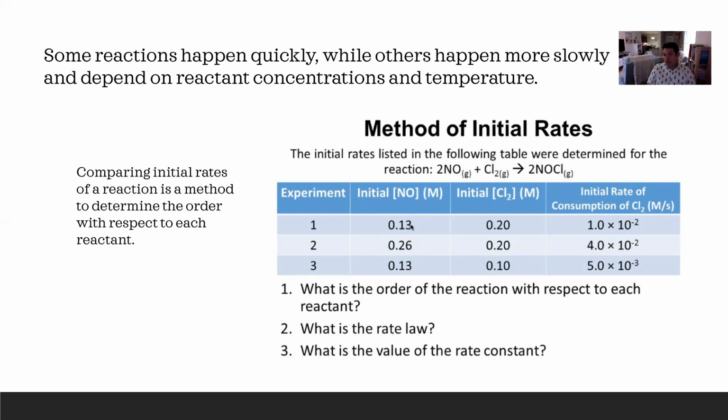And then we can use trials 1 and 3 to compare while leaving the NO at a constant 0.13. So we go from 0.2 to 0.1, and that would essentially be halving the concentration, and the rate goes from 1 times 10 to the negative 2 to 5 times 10 to the negative 3. That is being halved. So the concentration is halved, the rate is halved, the order here is 1. All right, whatever happens to the chlorine, the exact same thing happens to the rate. And if there's no change, that's when we get the 0 order. All right, so NO is second order, Cl is first order.